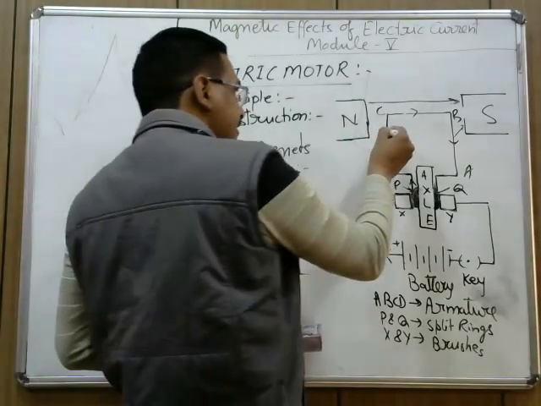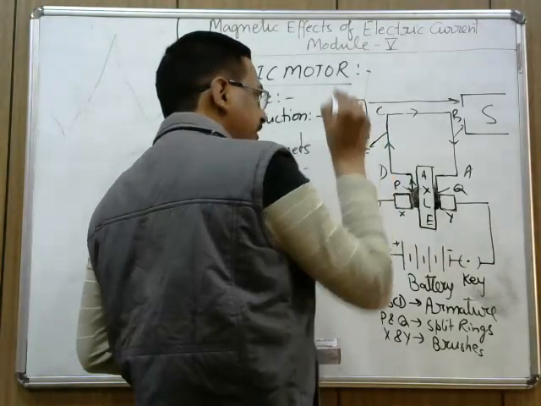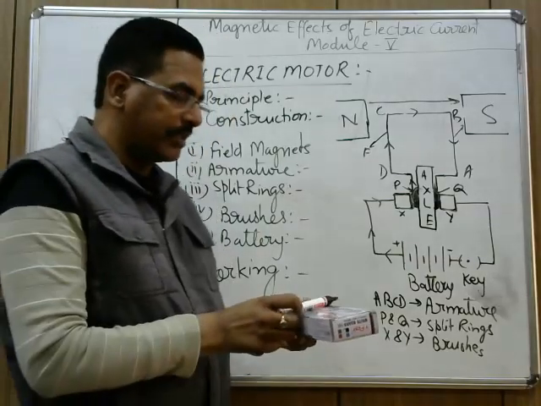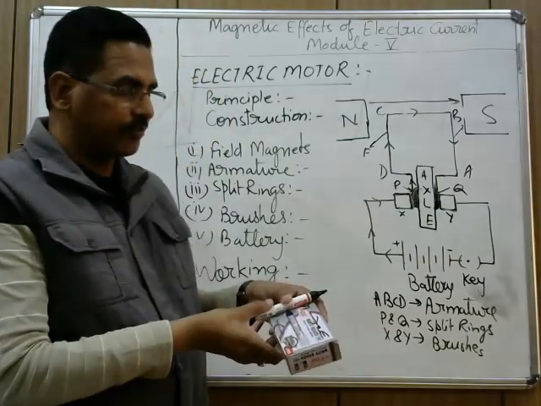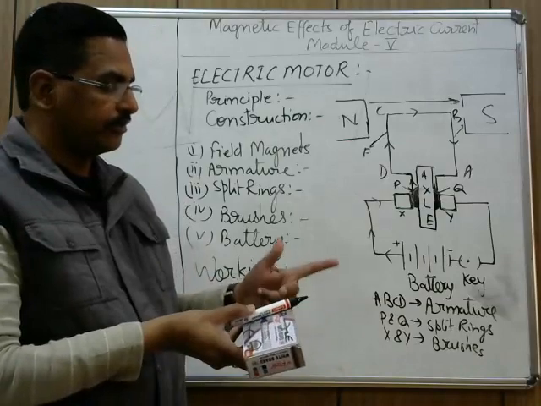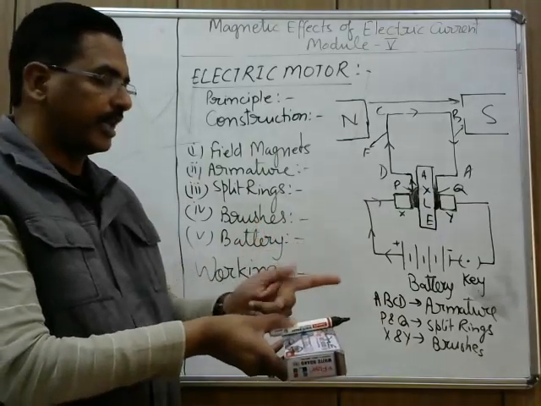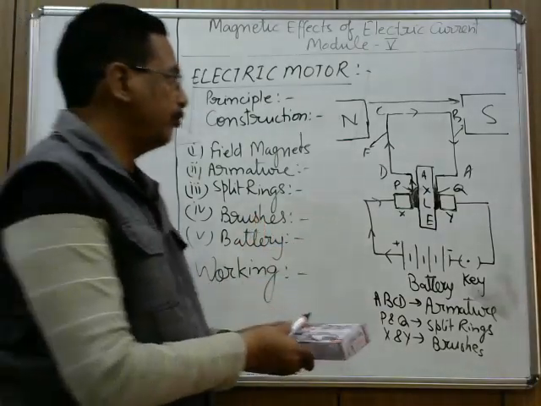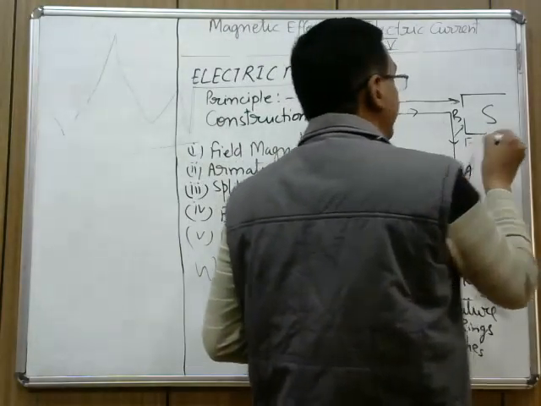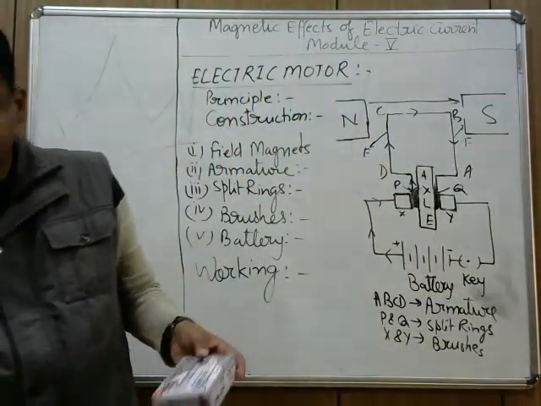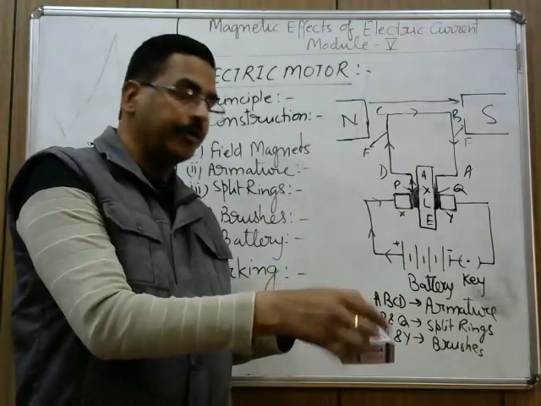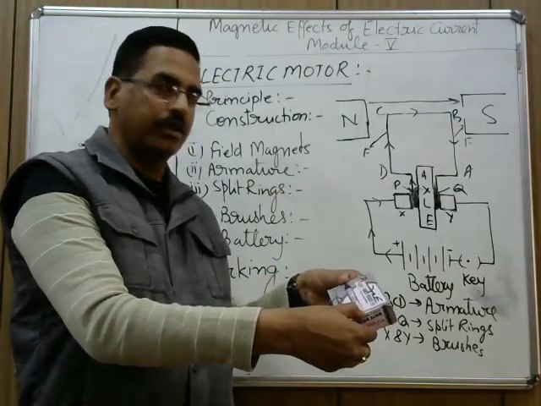So now on CD force will act in the downward direction, and in the same way, A to B current is flowing, B to A downward. See, this is the direction of the magnetic field, this is the thumb. So force will act on AB in the upward direction. Now since the force on AB is acting upward, so now it will rotate.